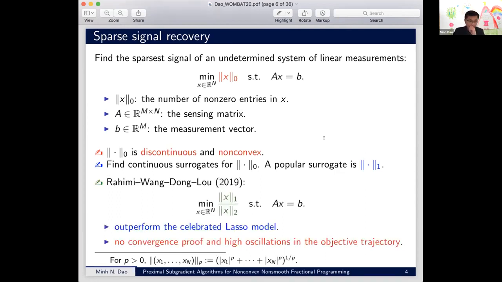Recently, in the paper of Rahimi, Wang, Dong, and Lu, the authors replaced the L0 by the ratio of L1 and L2, leading to this problem. In that paper, they show that this model outperforms the celebrated lasso model.